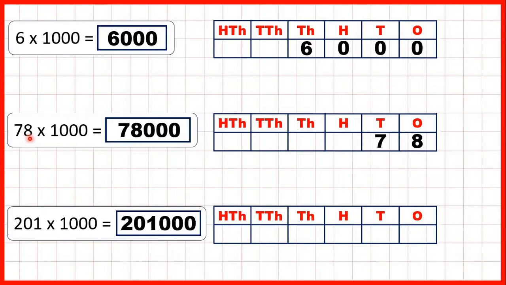Then we had 78 times 1,000, and if we move the digits 3 place values to the left, write zeros in our empty hundreds, tens and ones columns, that gives us our answer 78,000. And finally, we had 201. If we move the digits 3 squares to the left, then we've multiplied by 1,000. But to show the place values that these digits are now in, we need to write zeros in our empty squares to give us our answer 201,000.